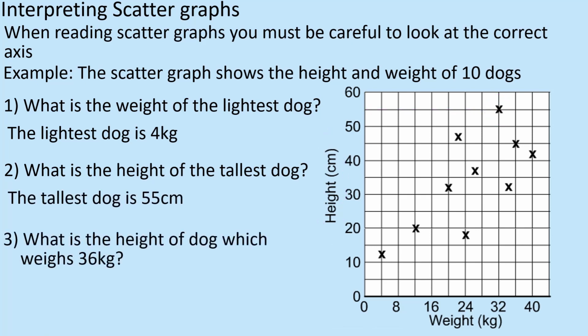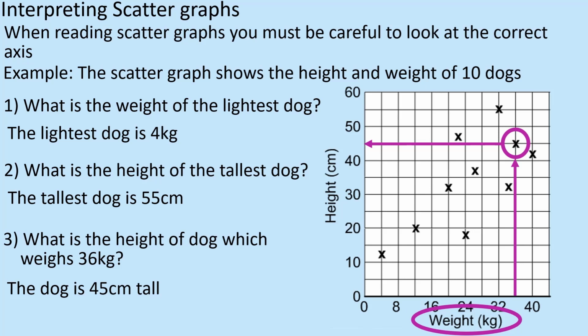And then what is the height of the dog which weighs 36 kilograms? So the height of the dog which weighs 36, so that's this one here, so that must be that one, and therefore it must be 45 centimeters. All right, let's find it, and there you go, 45 centimeters tall. So just interpreting it, trying to find the information from it.